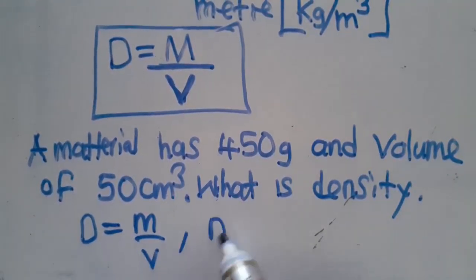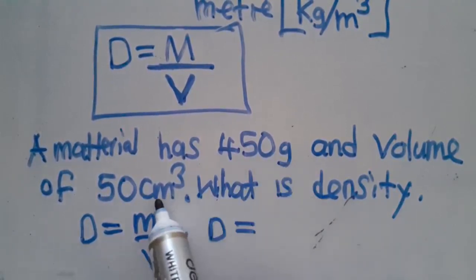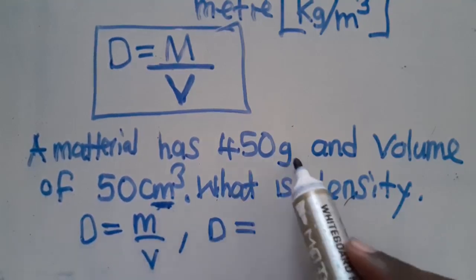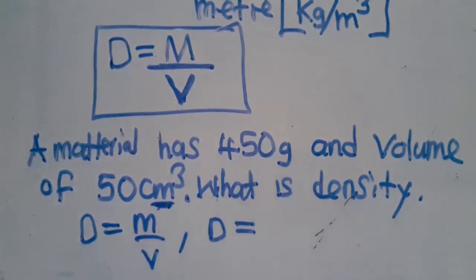So density is equal to, what is mass? As long as you are dealing with centimeters cubed and grams, they are related to each other. You can just work them the way they are. But if this was in meters and this one in grams, then you need to make sure that they follow each other. Either the one in meters goes to centimeters, or the one in grams goes to kilograms. This is how they work.